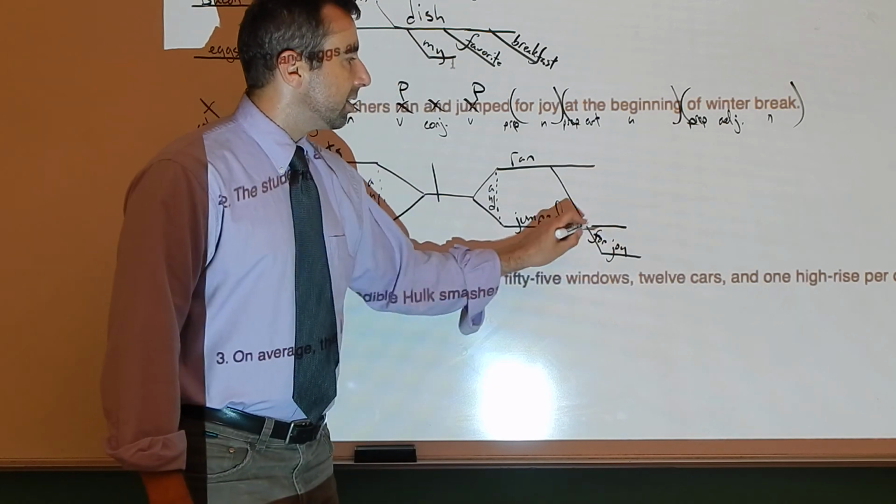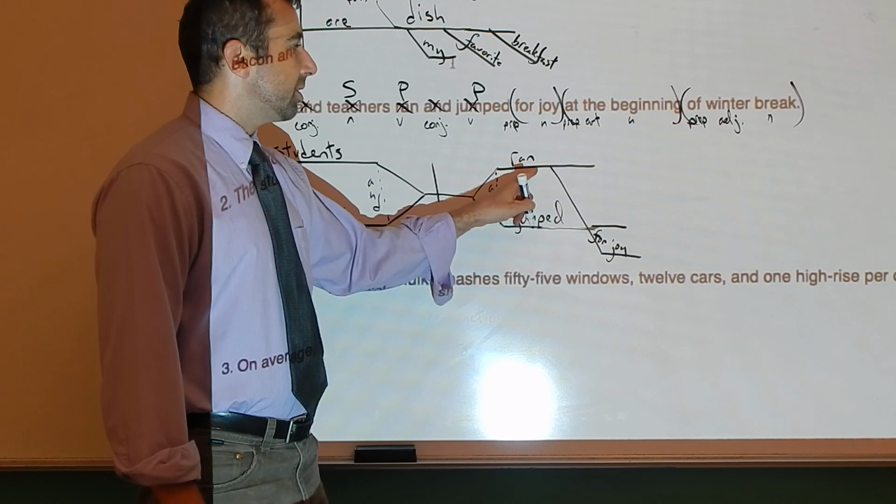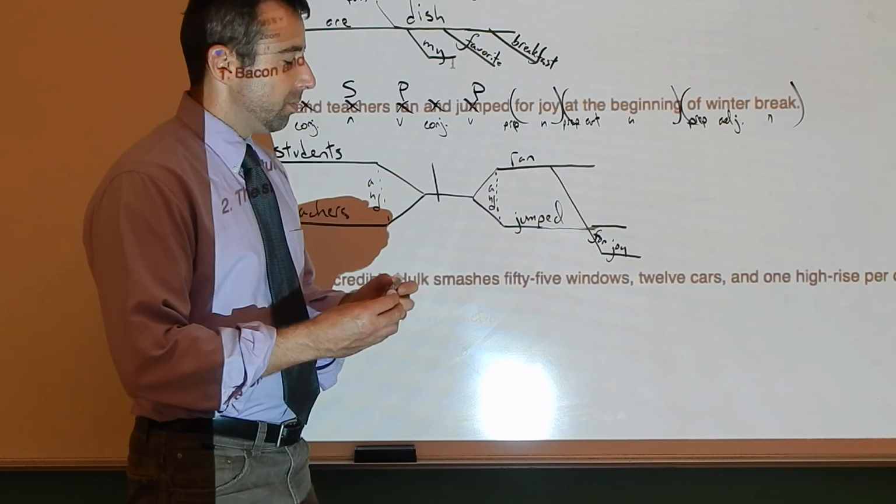Now, for joy is on its lazy L, and the diagonal for the lazy L, is it connected to jumped? Yes. Is it connected to ran? Yes. Okay, good job. So that works.